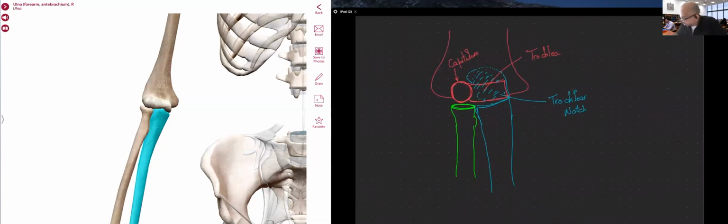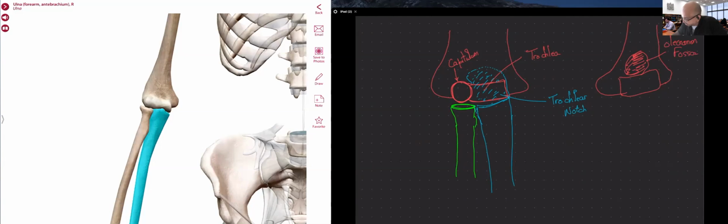What else is a point of articulation? We're looking here, it's going to be the medial side. This is my trochlea, like this. And I'm looking from the posterior aspect. Above the trochlea on the posterior aspect, I've got this large notch. This is my olecranon fossa.